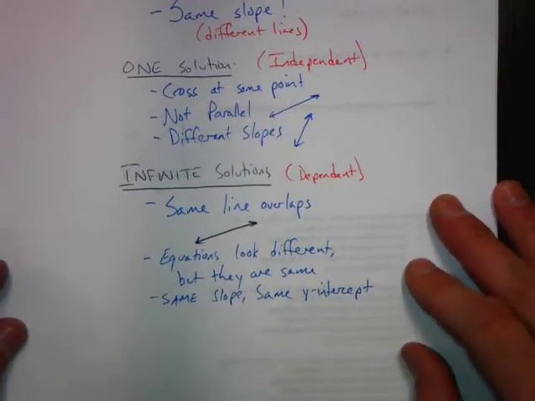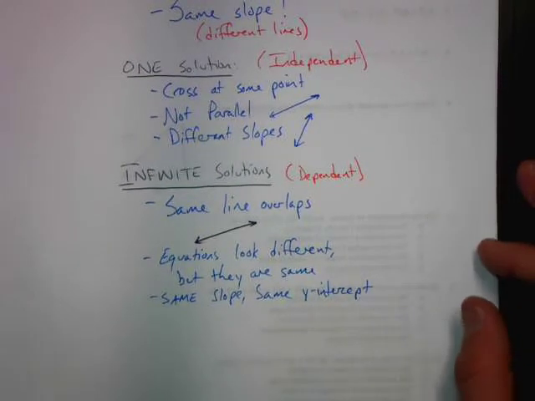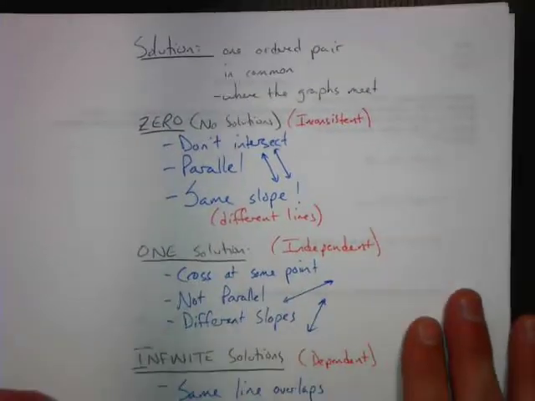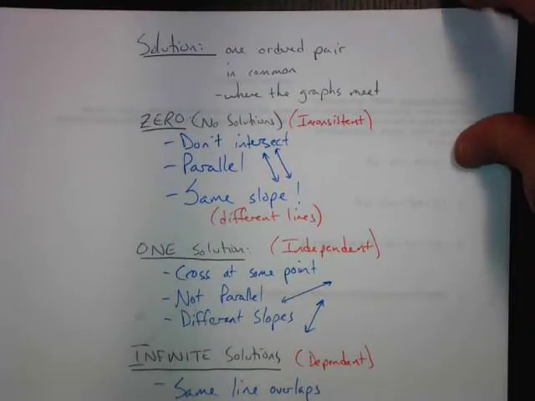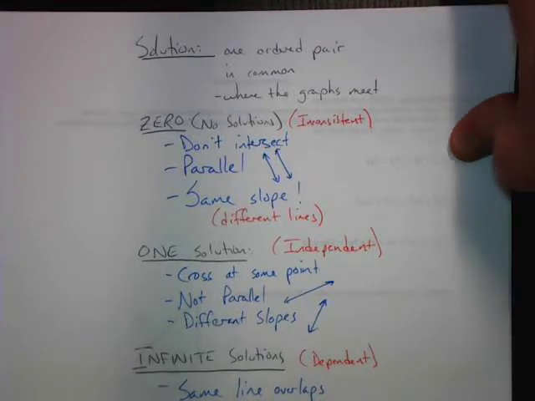So those are just the vocab terms for those types of systems. But for our test, we're going to ask questions. Are they infinite solutions, one solution, or zero solutions? And we're going to be able to determine this without even graphing. So how are we going to do that?